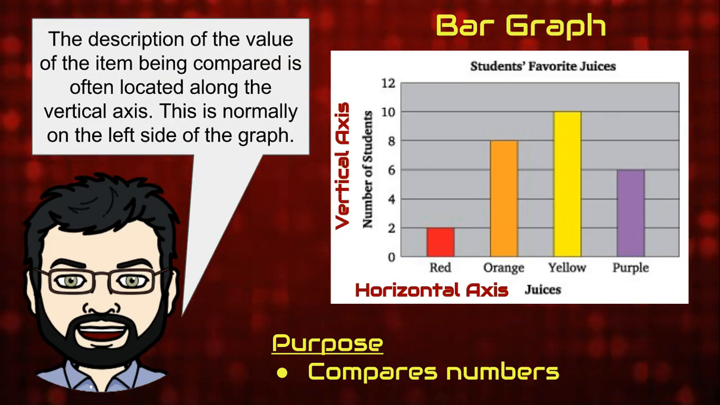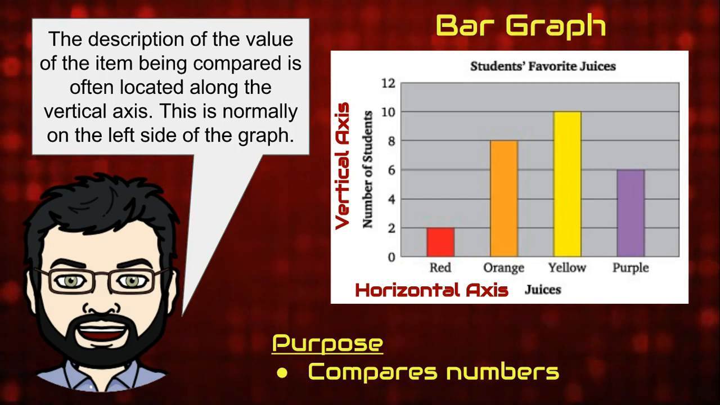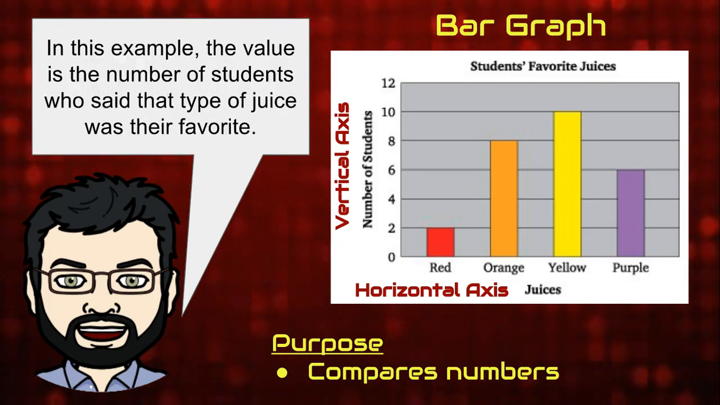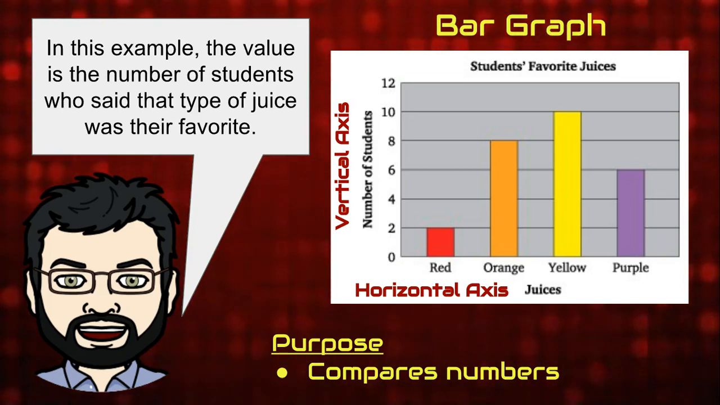The description of the value of the item being compared is often located along the vertical axis. This is normally on the left side of the graph. In this example, the value is the number of students who said that type of juice was their favorite.